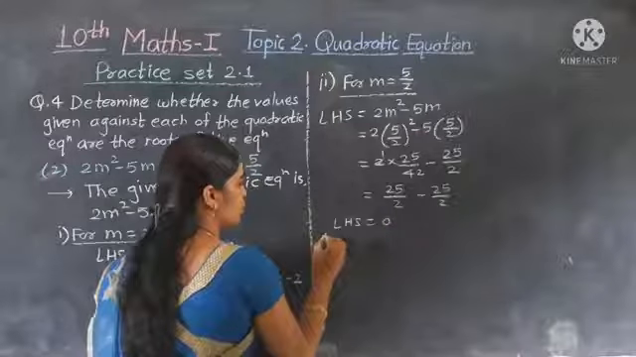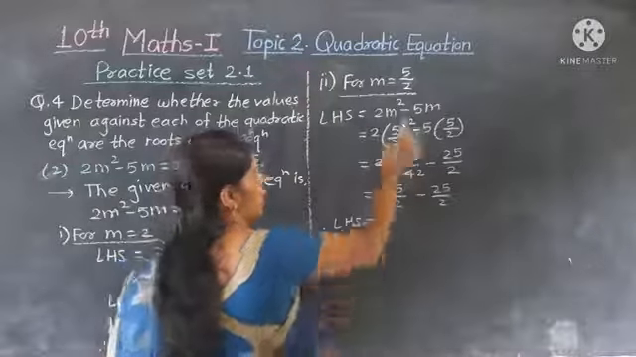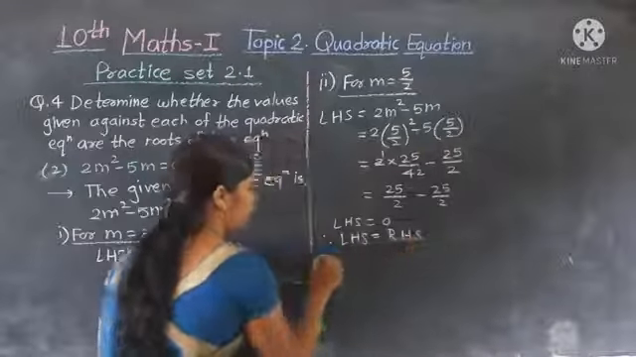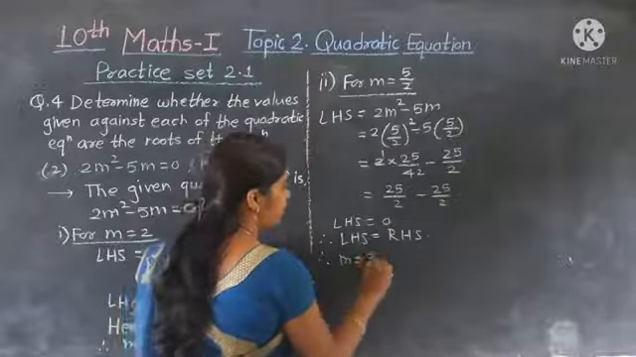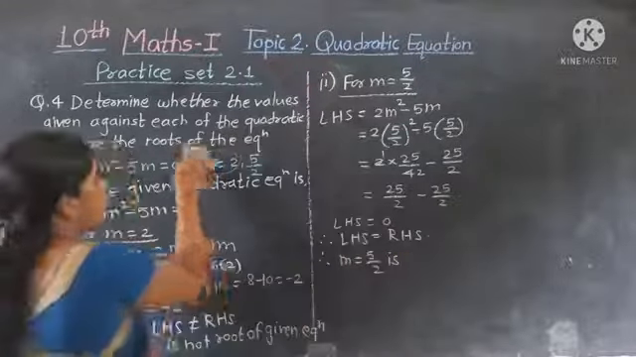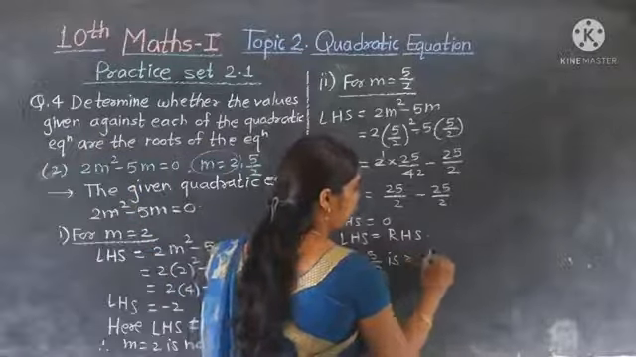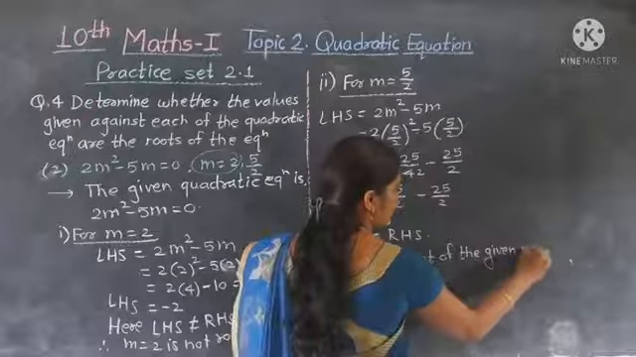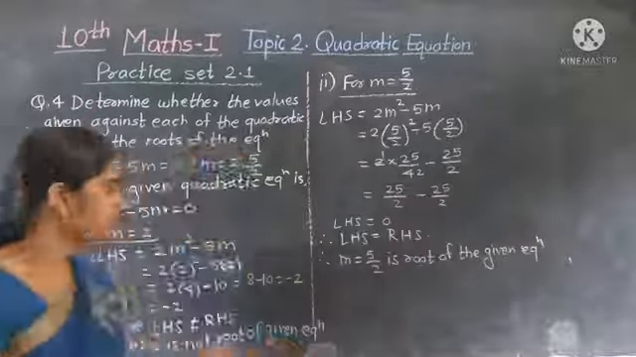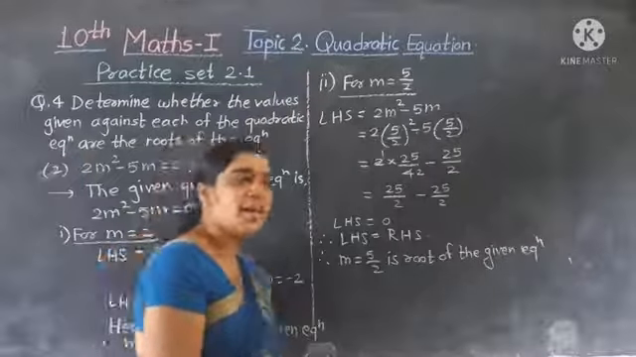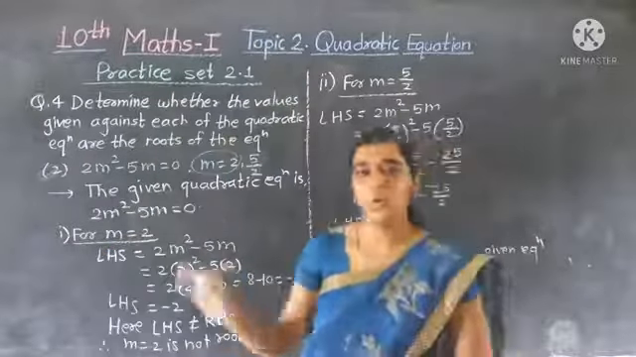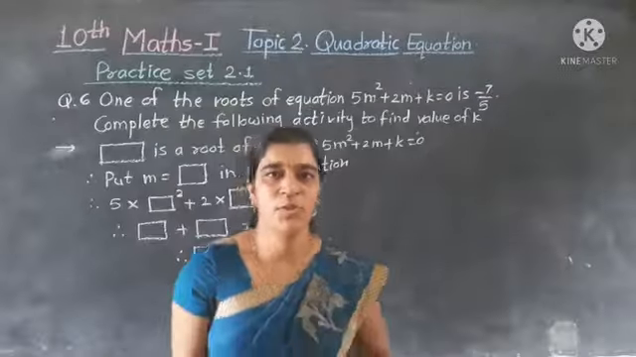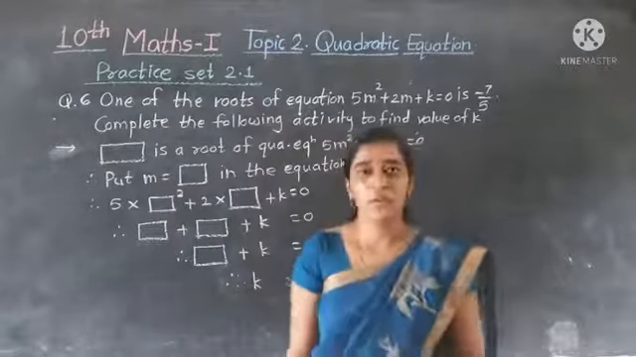LHS becomes 0. Therefore here LHS and RHS is also 0. LHS is equal to RHS. Therefore m is equal to 5 by 2 is a root of the given quadratic equation. Okay, understand? When LHS and RHS are the same for the given value, we say that it is a solution of that quadratic equation. See students, question number 5, you solve yourself.